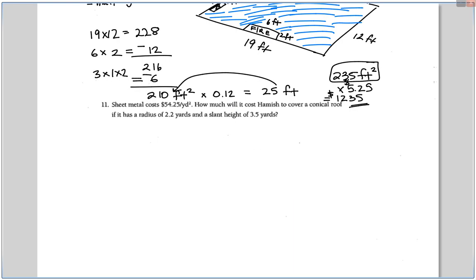All right. Next is about a cone roof. Draw your cone. Triangle with a loop on the bottom. It has radius 2.2, so radius halfway on the circle. Slant height. Slants go like this. 3.5 yards.